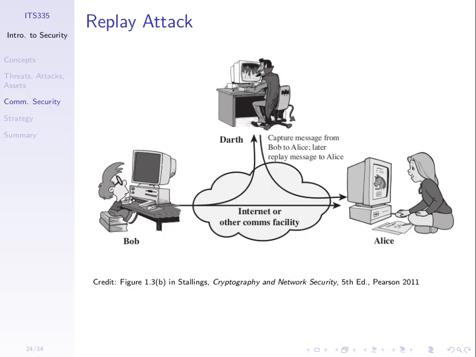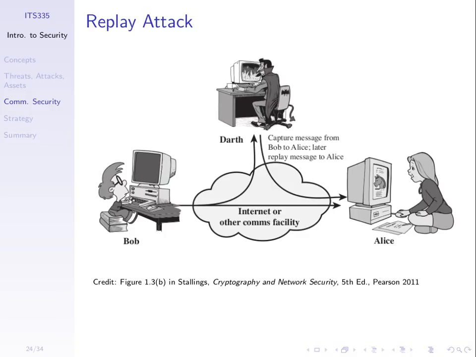Well, how can we do it automatically without having to go back and call Bob on the telephone or send a message back? Because if you send a message back, it may be Darth intercepting again. One-time password. Not necessarily, no. Think back at the data communications. How do we detect messages which are repeats or duplicates?